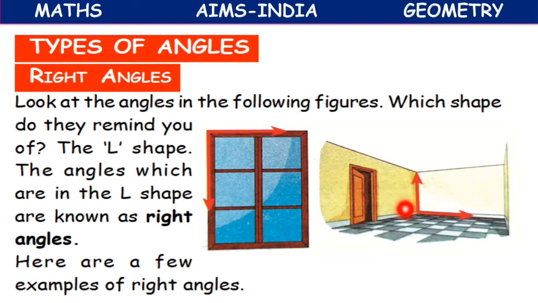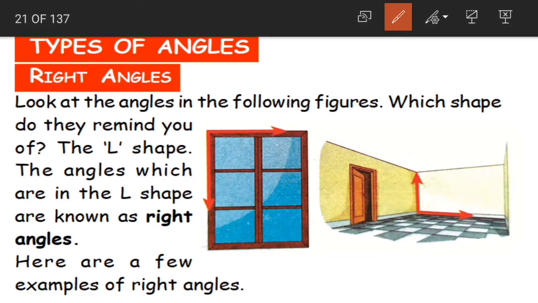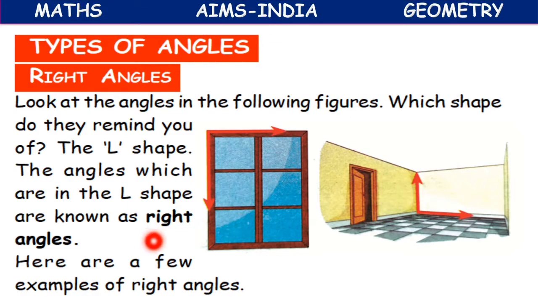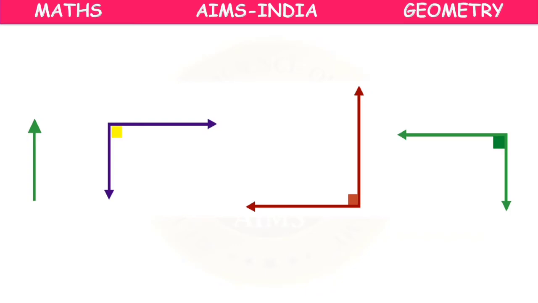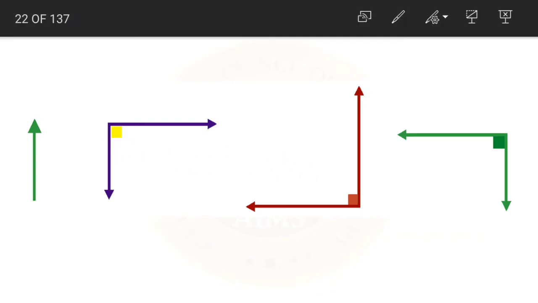Clear? The simplest way to understand a right angle is that when the angle is formed in this L shape, it is called a right angle. This is called a right angle, children. Now here are a few examples of right angles. See, this is an L shape, this is an L shape here, this is also an L shape.